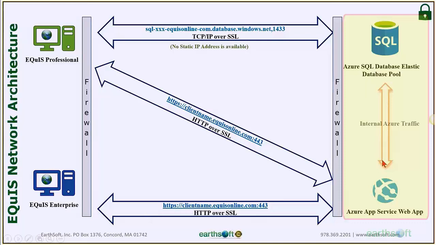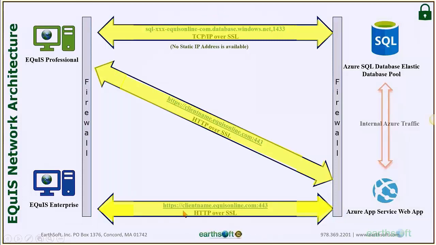And then this arrow represents the internal Azure traffic. These arrows in between represent the traffic, your EQuiS data traffic, that is being transmitted between your corporate network and the Azure network and back and forth.